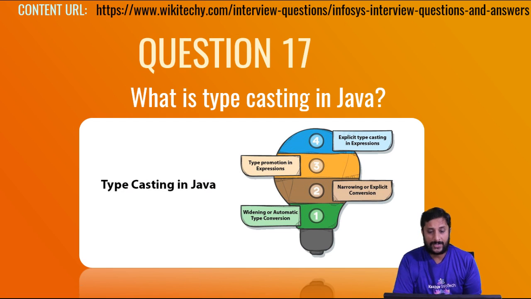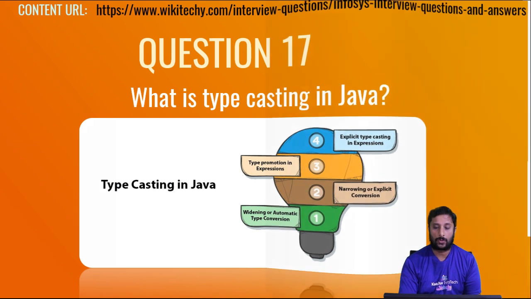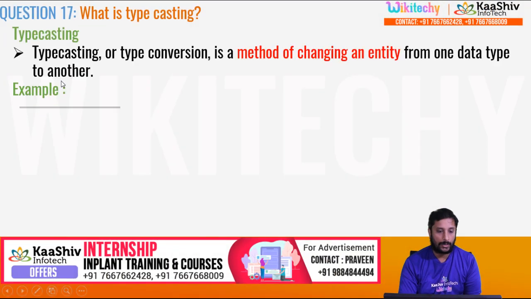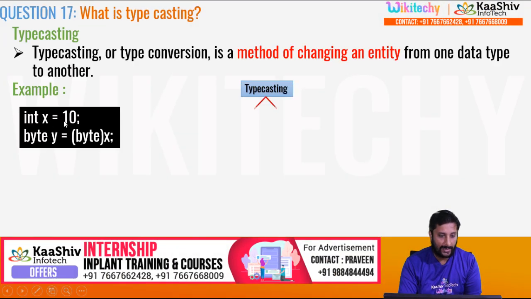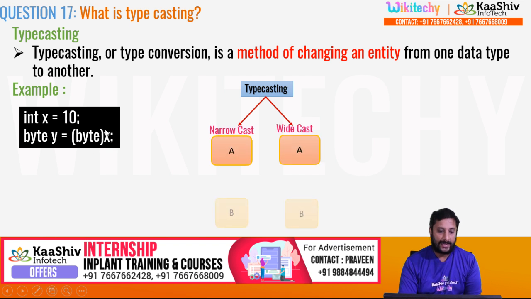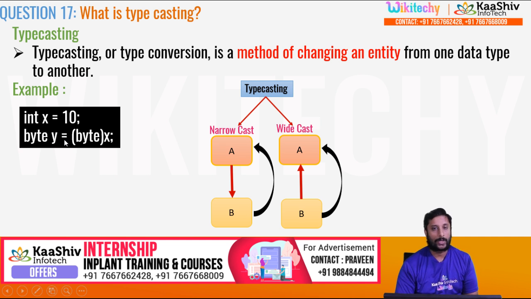What is typecasting in Java? Typecasting is converting into another type. Over here you are able to see I got my variable x equal to 10, and I convert x into byte and store it in the variable y. That's how typecasting works.